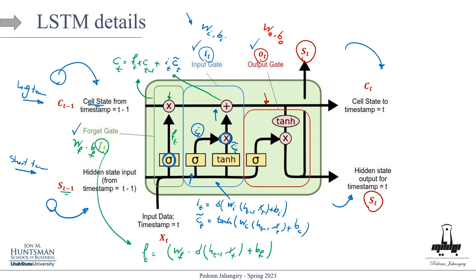We are going to add some new candidate values, but they are scaled by how much we decide to update them. So this tells us how much we are going to update them. Again, this is going to be your C_t. So now we are updating the carry state, or cell state. Forget something from before, and now let's add some new information and update the entire thing. So this is the update part.